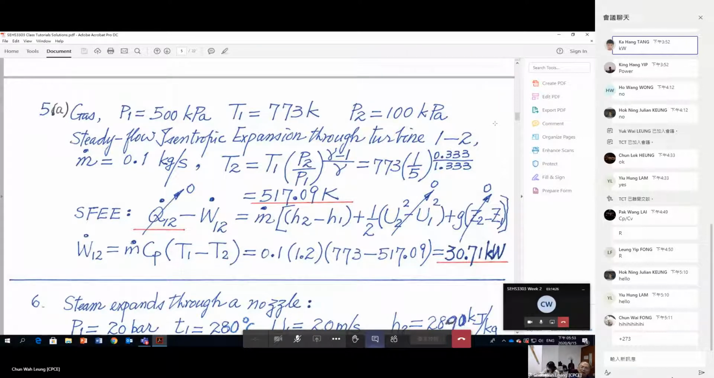Therefore, done. What we got is 30.71 kilowatt, and it's positive. That means a turbine is always producing power to the surroundings, positive power. Any problem?